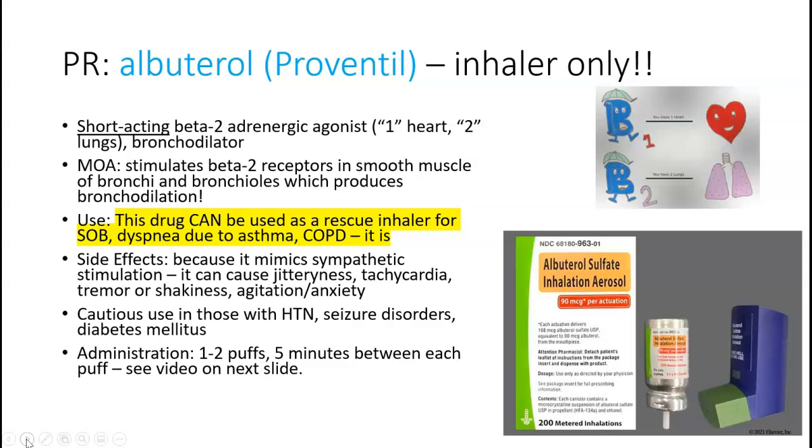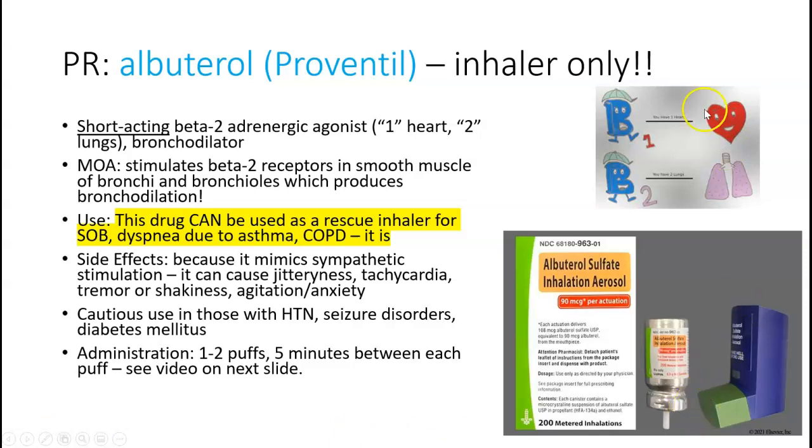It's 1 to 2 puffs usually, and usually it's 5 minutes between each puff, right? So usually it's 2 puffs. So you'll take a puff, wait 5 minutes, let that first puff do its thing, kind of open up the airways a little bit, and then you'll do the second puff, which hopefully will go in and get you to where you need to be.